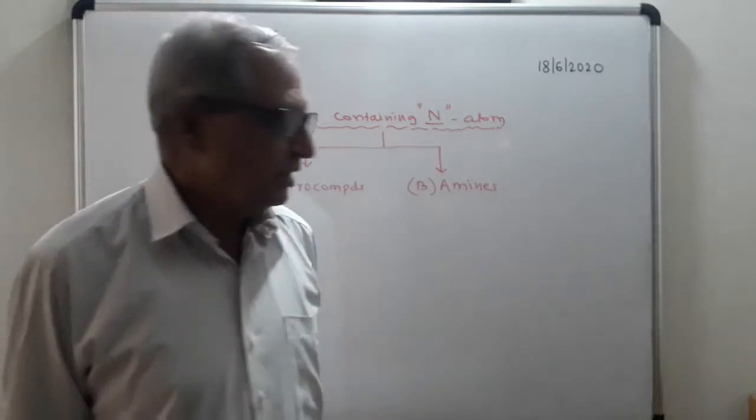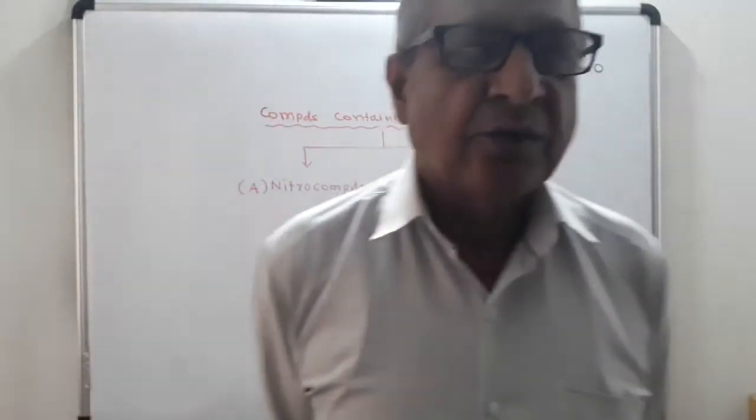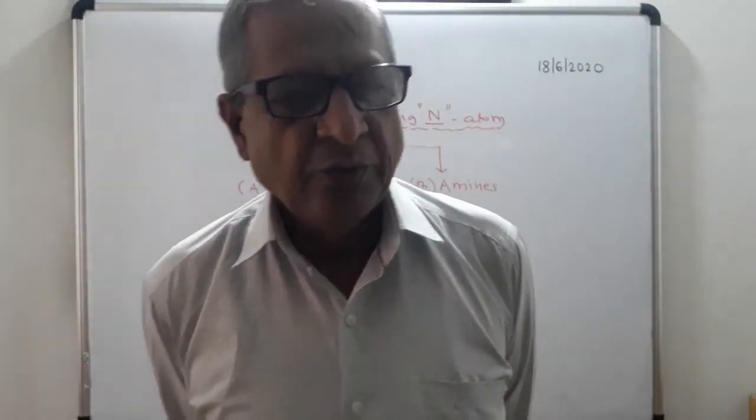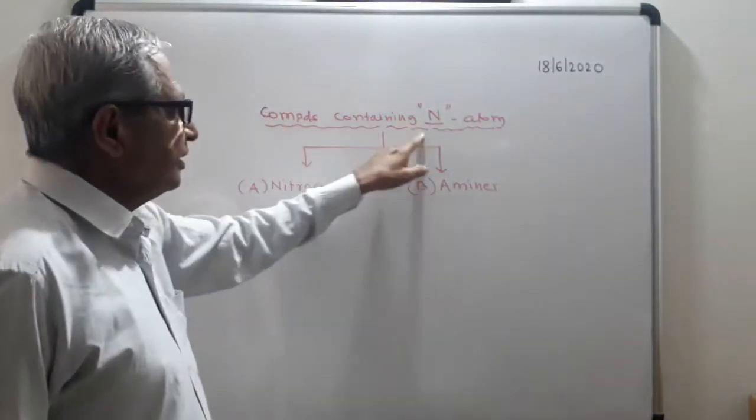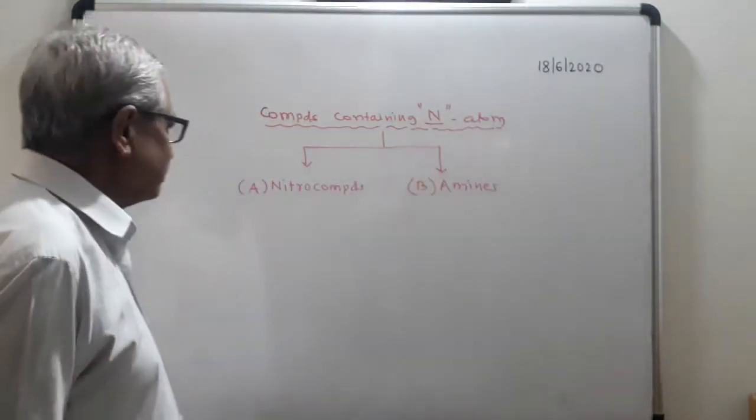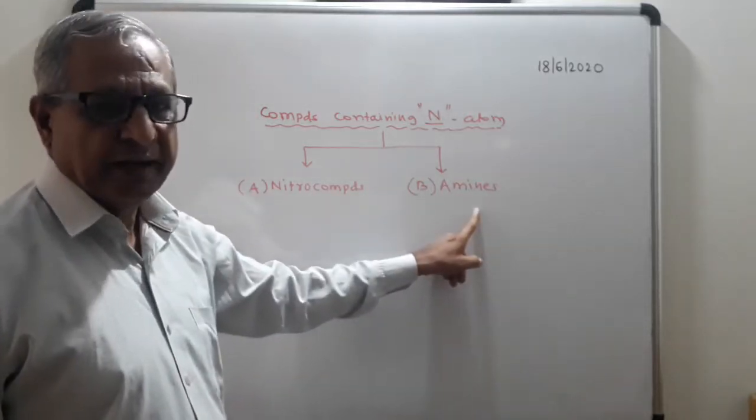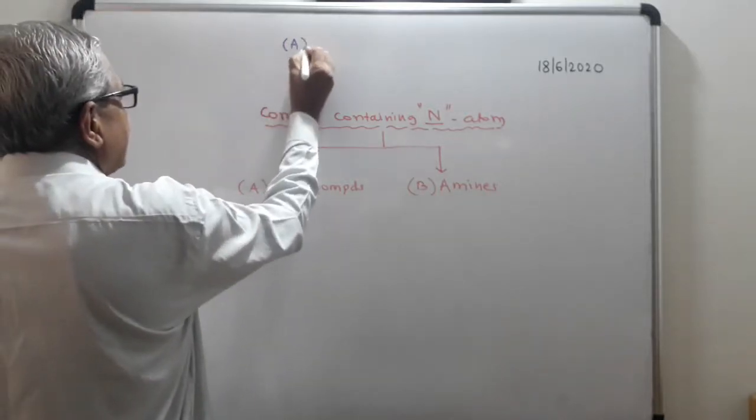Good morning, everybody. In the last lecture, we completed the topic carboxylic acid. Today, we are going to start the new topic, compounds containing nitrogen atom. This topic consists of two parts, nitro compounds and amines. So, we will start with part A, nitro compounds.